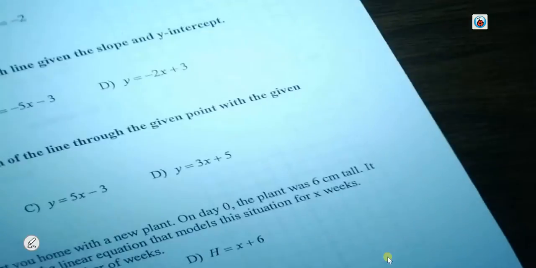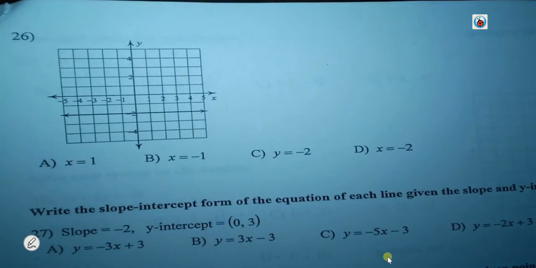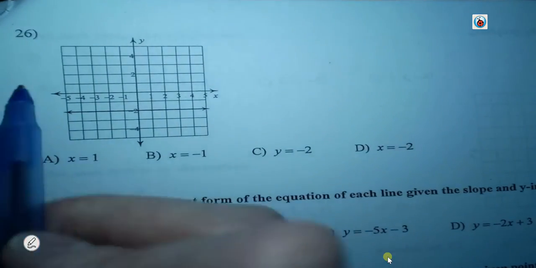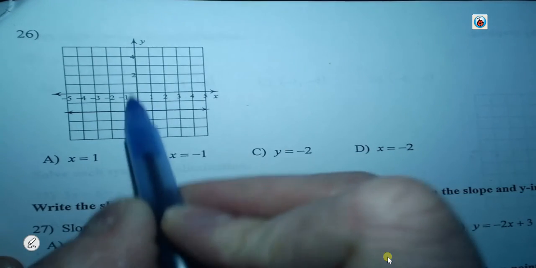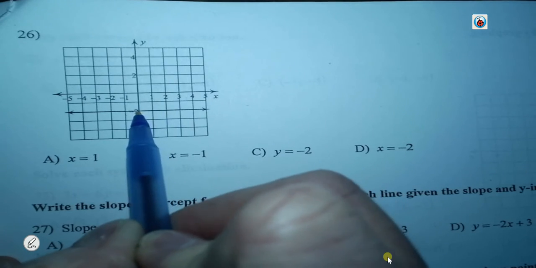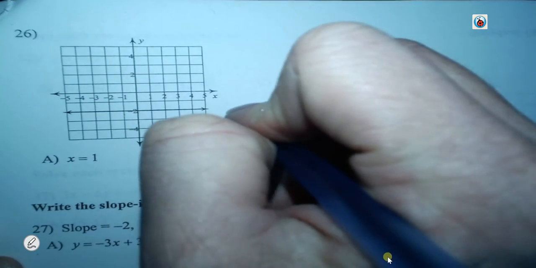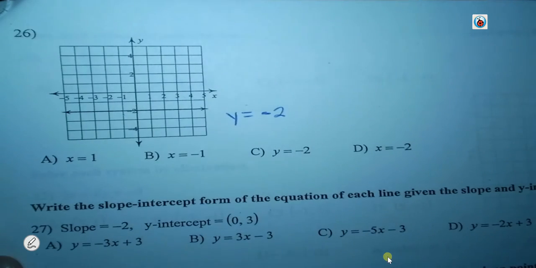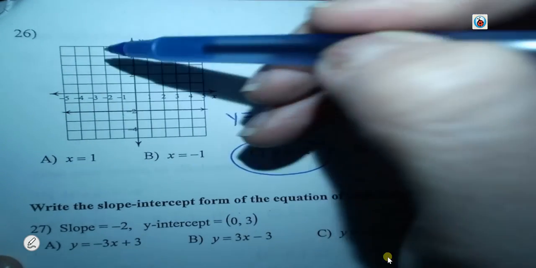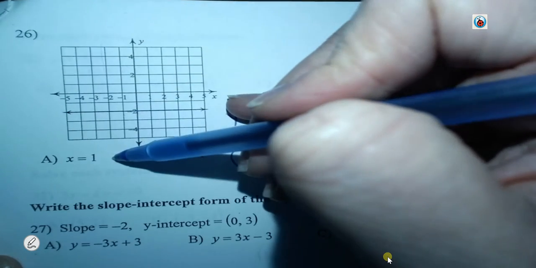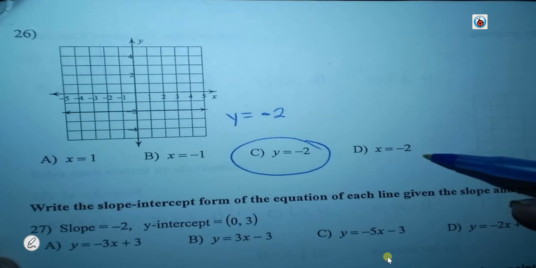Okay, 26. You can see right here there's a line that goes through the y-axis at -2. If it crosses the y-axis at one number, I say y equals that one number, -2. And here it is right there on C. If it had been crossing my x-axis at -2, then I would have said x equals -2 as my answer.